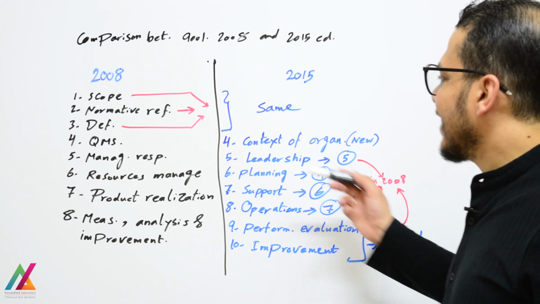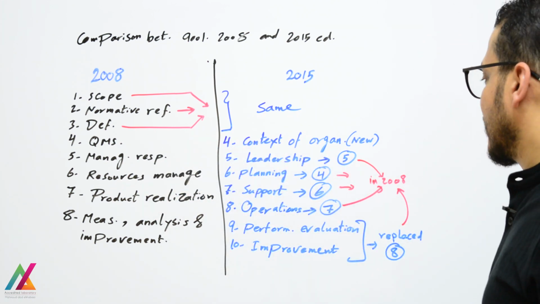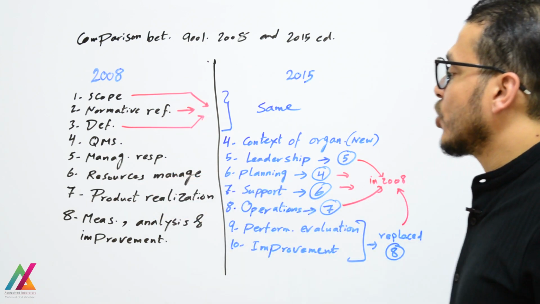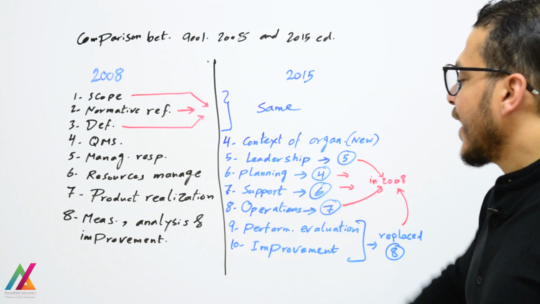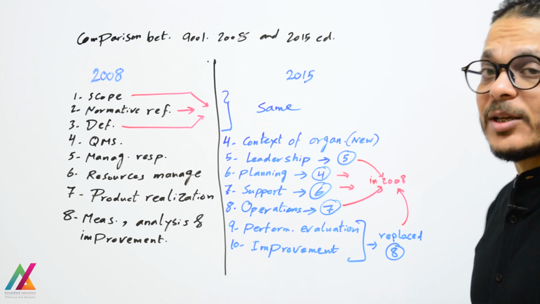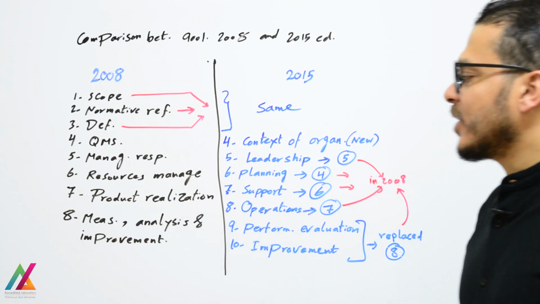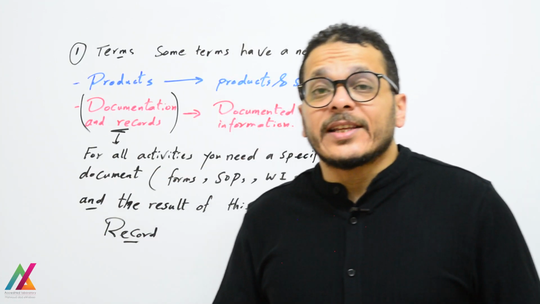Support is also related to resources management. Operation is related to clause number 7, which is product realization. And then we have 9 and 10, performance evaluation and improvement, which replaced number 8, which is measurement analysis and improvement. And 4 changes have been made to this edition.